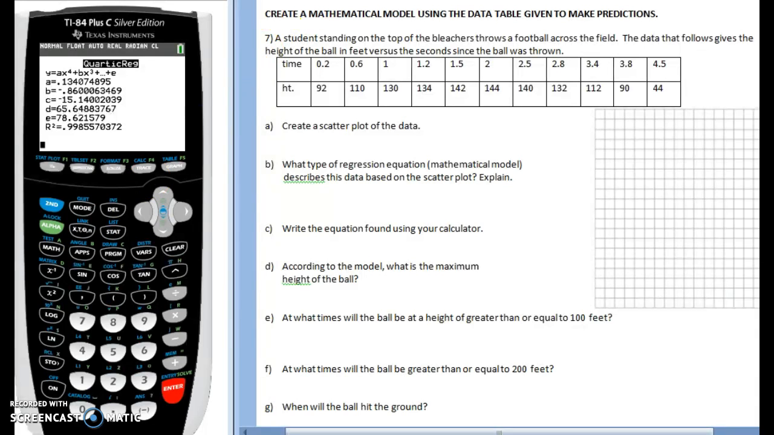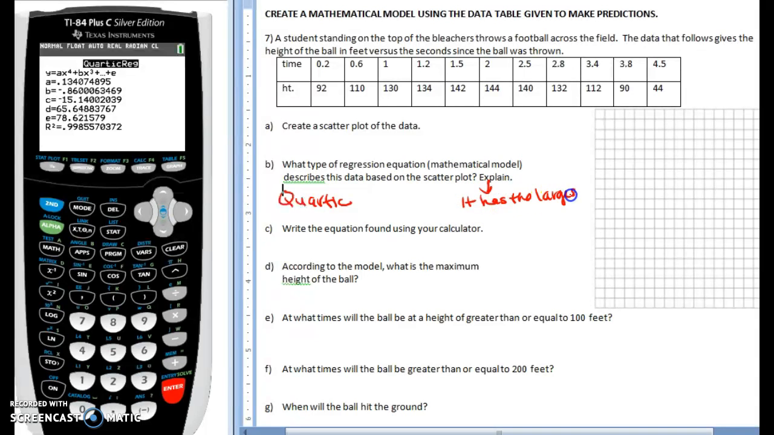So I'm going to go over here and type it in here. So which one describes it the best? The quartic actually describes it the best. Explain. It has the largest r squared of 0.998557 again. And then it says write your equation.